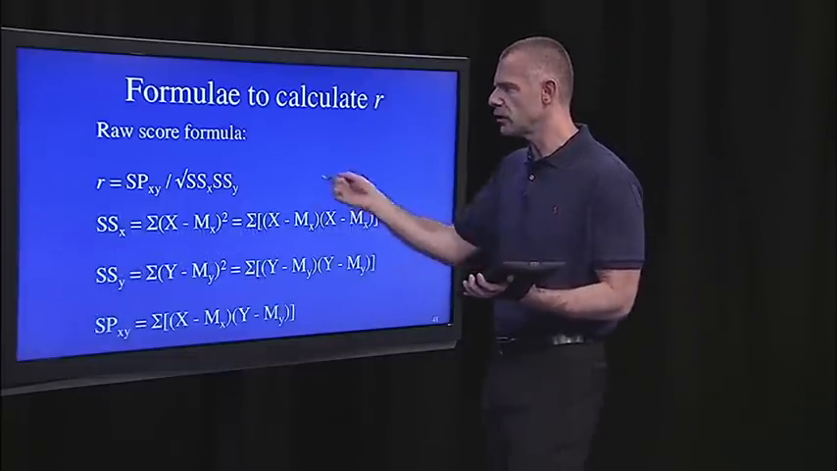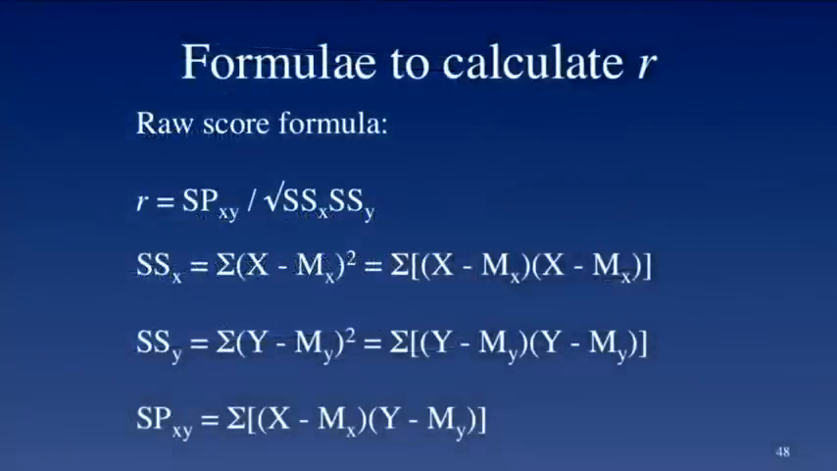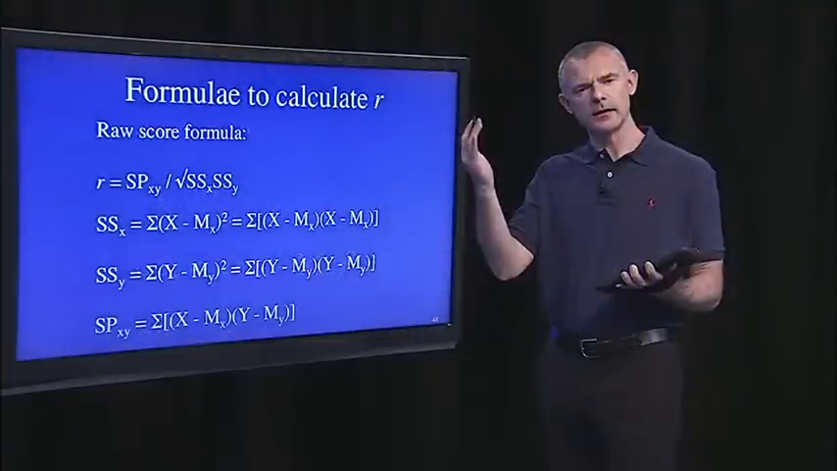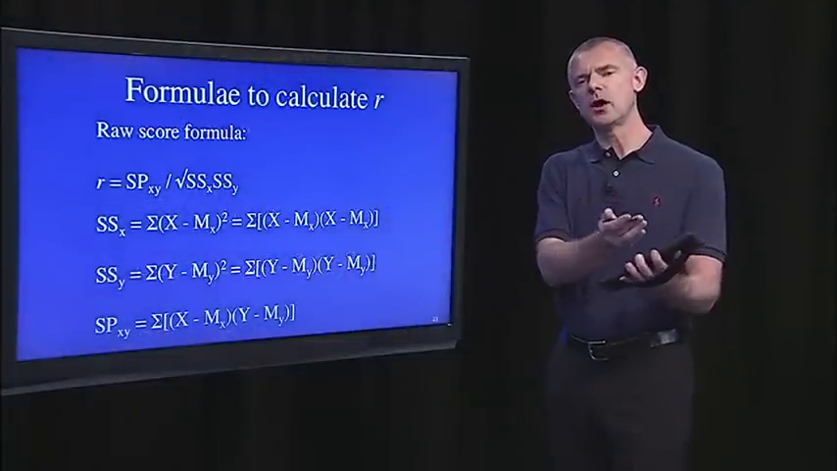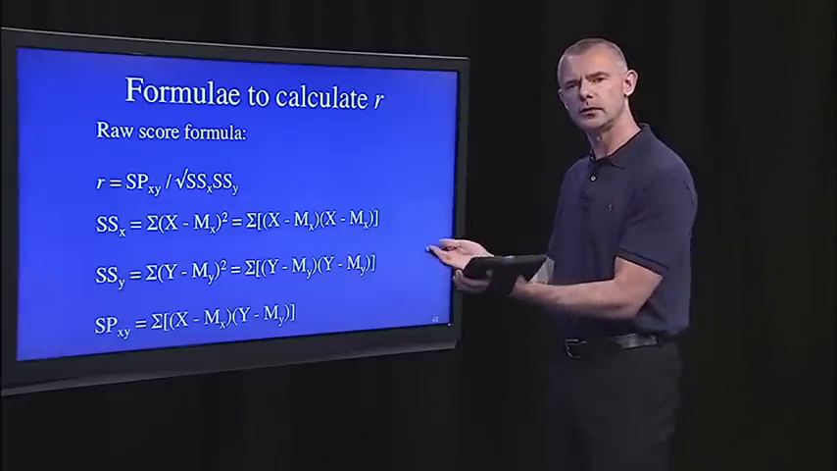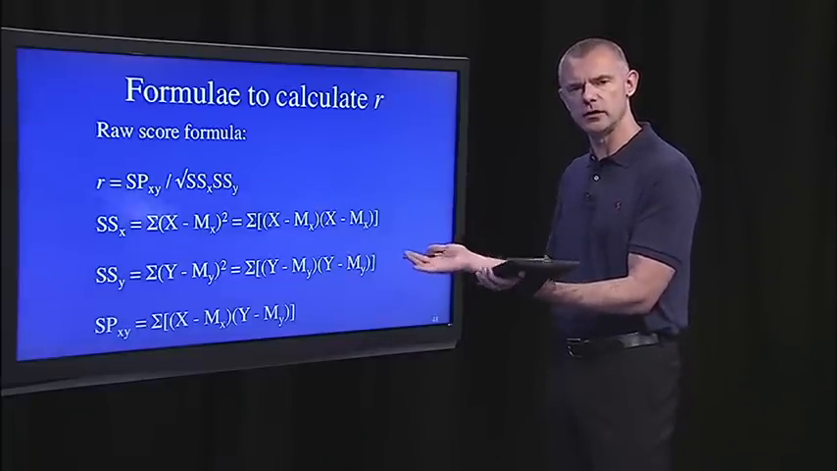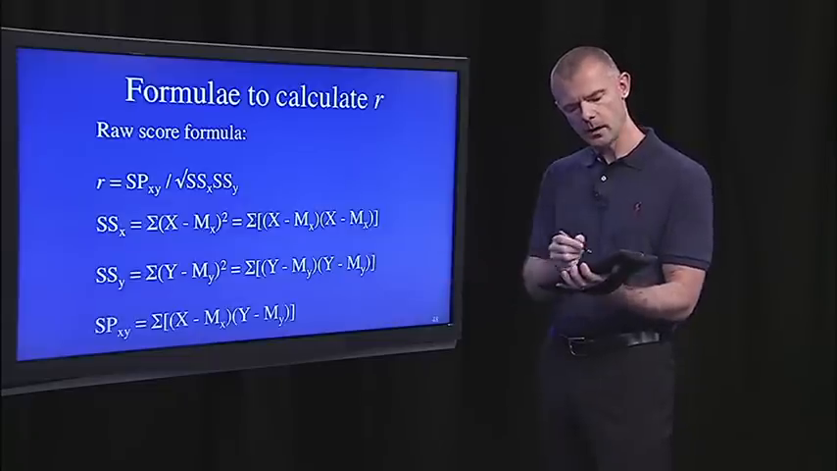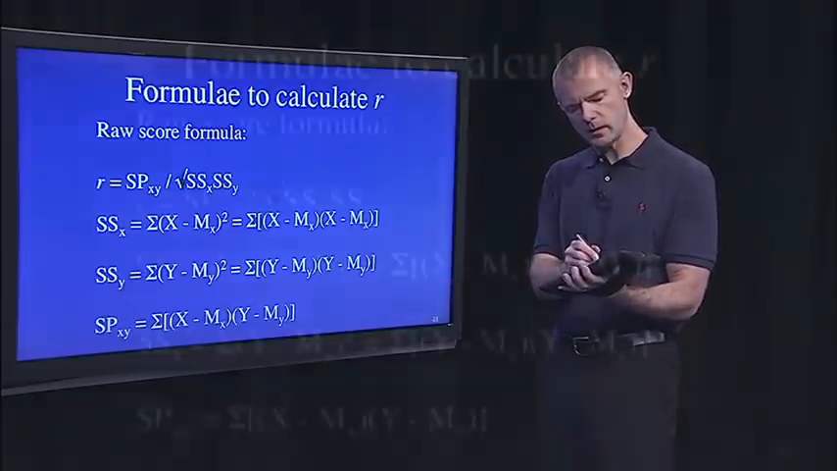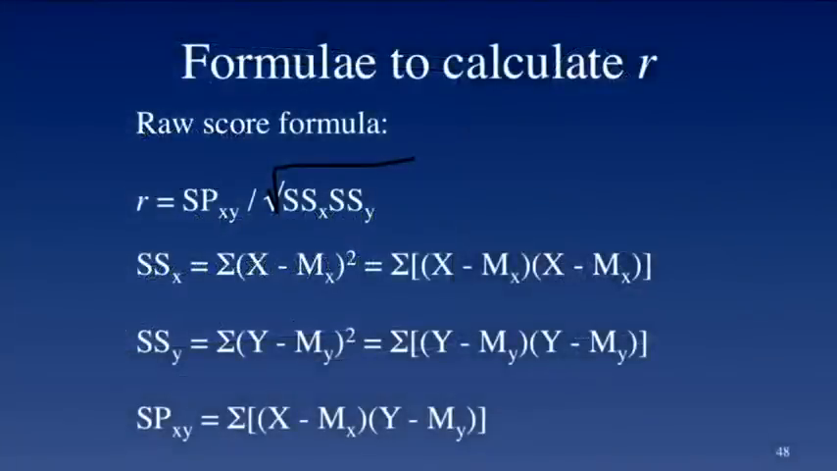The correlation coefficient is the sum of cross products over the square root of sums of squares for x times sums of squares for y. Again, conceptually, think of that as just the degree to which they covary relative to the degree to which they just independently vary. And this symbol right here just says square root. It's a little hard to see. So we're taking the square root of that product.